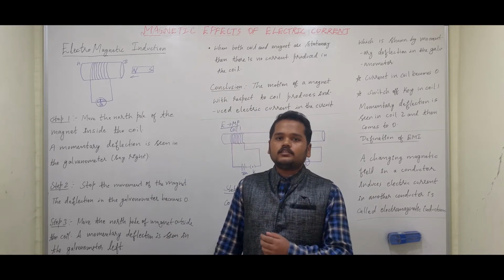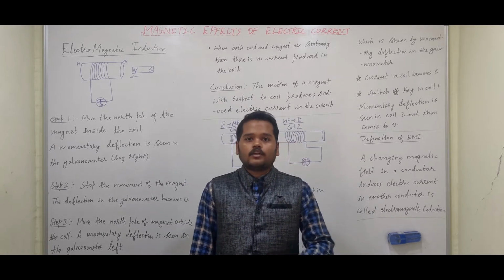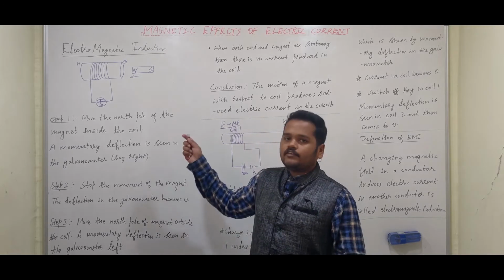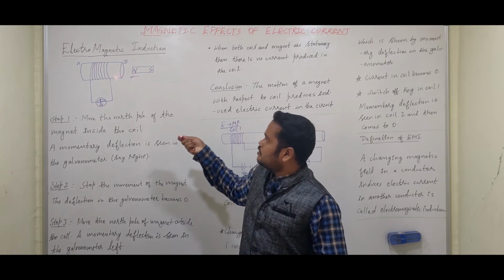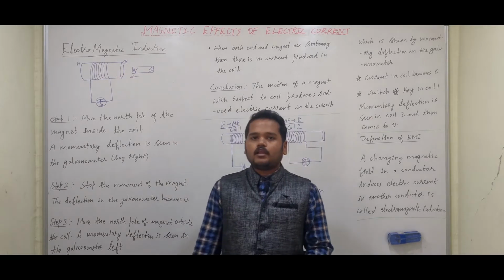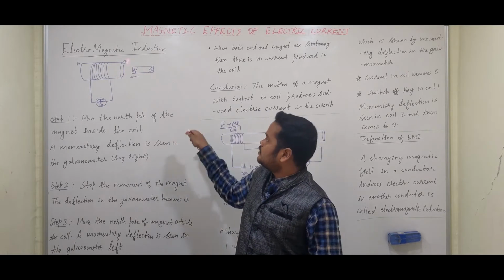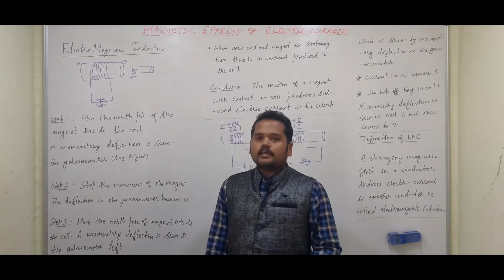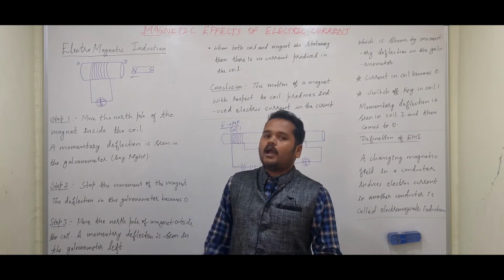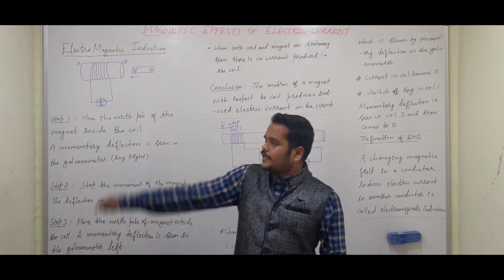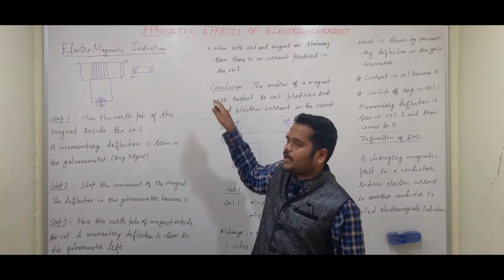Now let us consider this experiment and see what it tells us. In the first step, you have to move this magnet inside the coil. In the second step, you stop the magnet. So the magnet is stopped here. In the third step, you take away the magnet, which is here, backside.